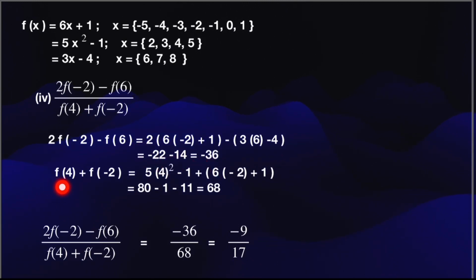Similarly, f(4) plus f(-2). For f(4), 4 is here, use this formula. Minus 2 is here, use this formula. Put the values of x, solve it, you will get this 68. Then you can solve the expression. Numerator upon denominator, if you put, you will get the answer.